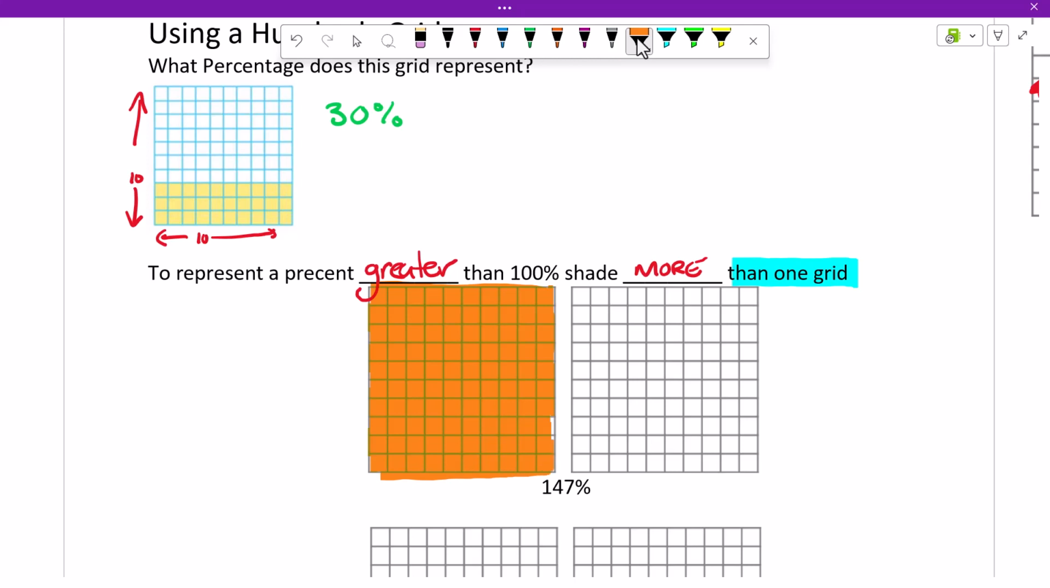Right? So count by tens. 10, 20, 30, 40, and 7.